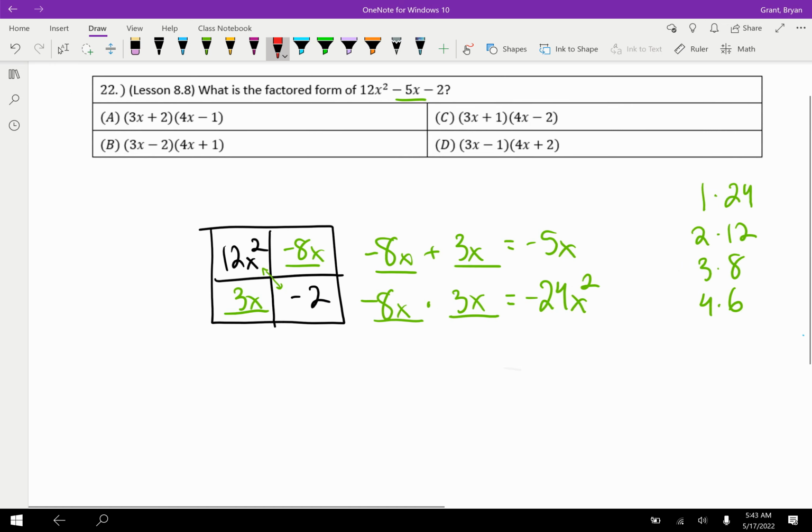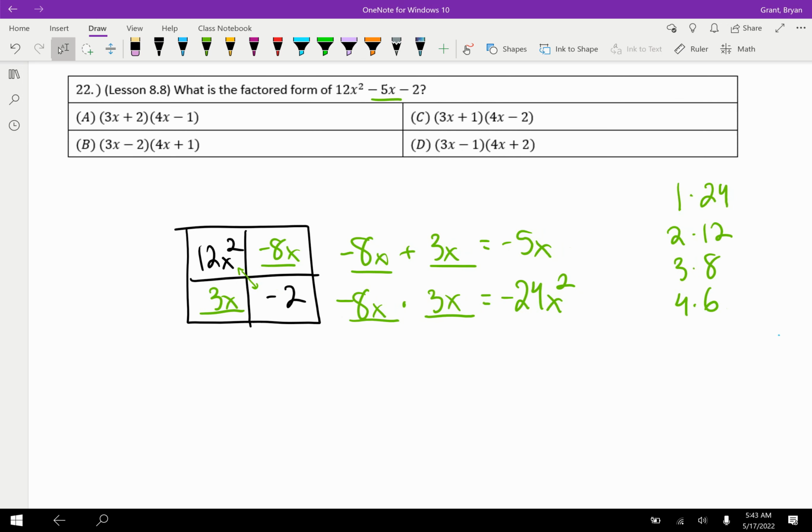Now we find the outsides. To find the outsides, we find what these have in common. If we look at these guys right here, they certainly both have an x. But 12 and 3 have something in common, right? 3 has factors of 1 times 3, and 12 has factors of 1 and 12, 2 and 6, 3 and 4. Don't they both have a 3 in common here? And so we need to take out a 3 as well.